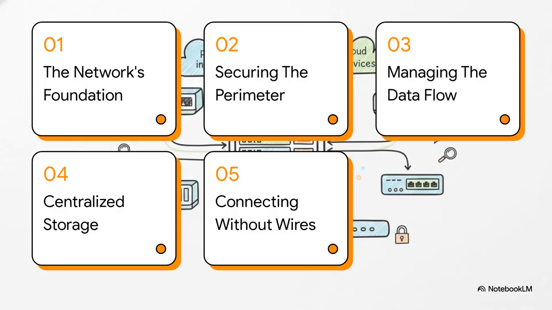So here's our game plan. We're going to tackle this in 5 logical chunks. We'll start with the absolute basics, how data even gets from point A to point B. Then we'll see how we protect it, how we manage it when there's a ton of it, where we store it, and finally, how we connect to all of it without a single wire in sight.